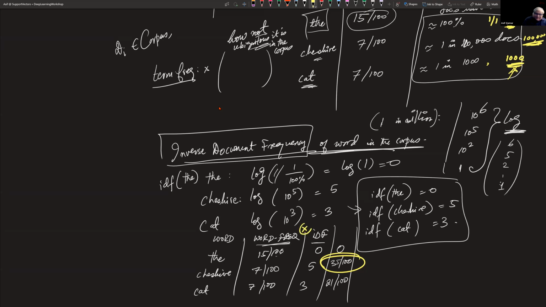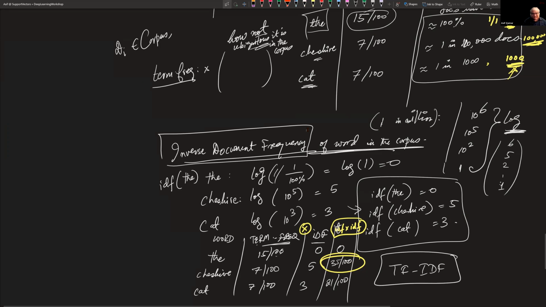Word frequency times IDF is the product of these two. And people don't use the word word, they usually use the word term, for historic reasons: term frequency. And so this becomes Tf-Idf, and that is the justification for Tf-Idf. Are we together, guys?